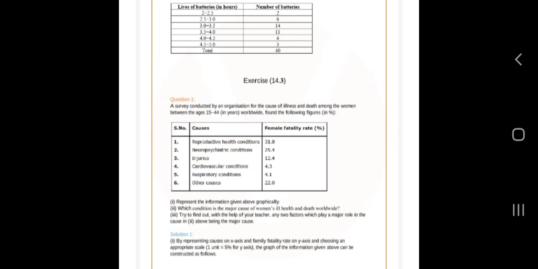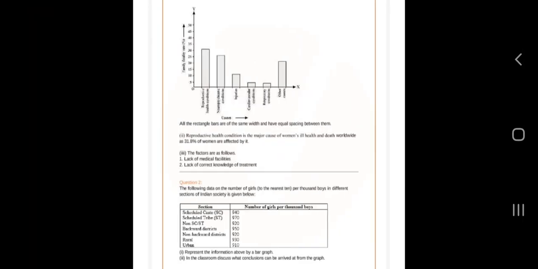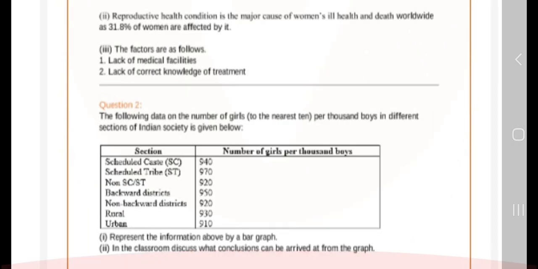The second question they asked is, which condition is the major cause of women's ill health? The reproductive health condition is the major cause, as you can see, 31.8 is the reproductive cause the women are suffering from. And let us find, with the help of your teacher, any 2 factors which play an important role in this major cause. So lack of medical facilities and lack of knowledge of treatment are the main causes, because of which we are getting more deaths.